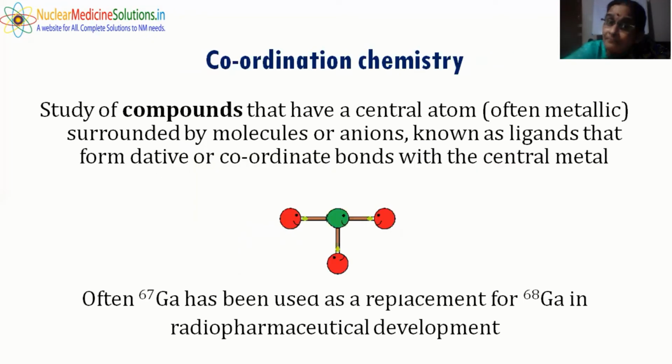It is the study of compounds that have a central atom, often a metal, surrounded by molecules or anions known as ligands that form the dative or coordinate bonds with the central metal, as you can see here.